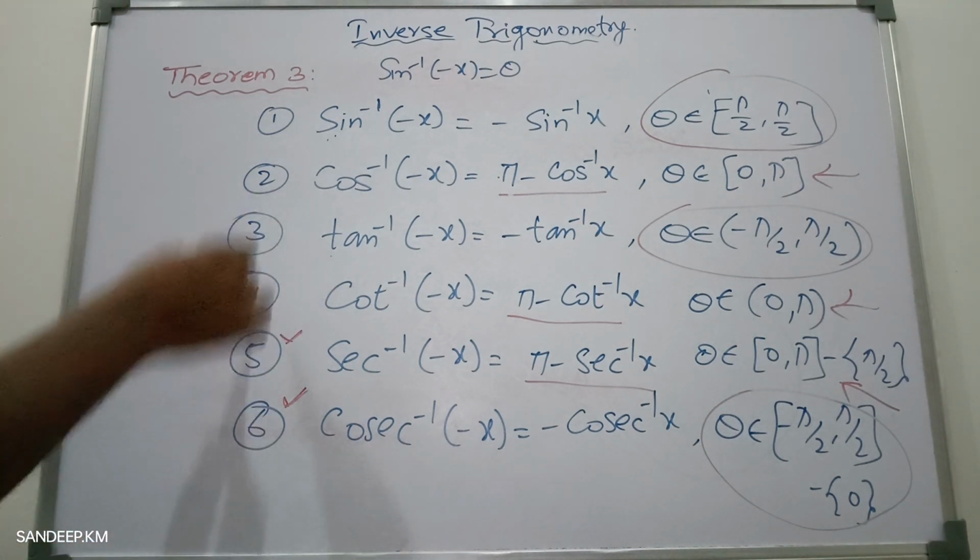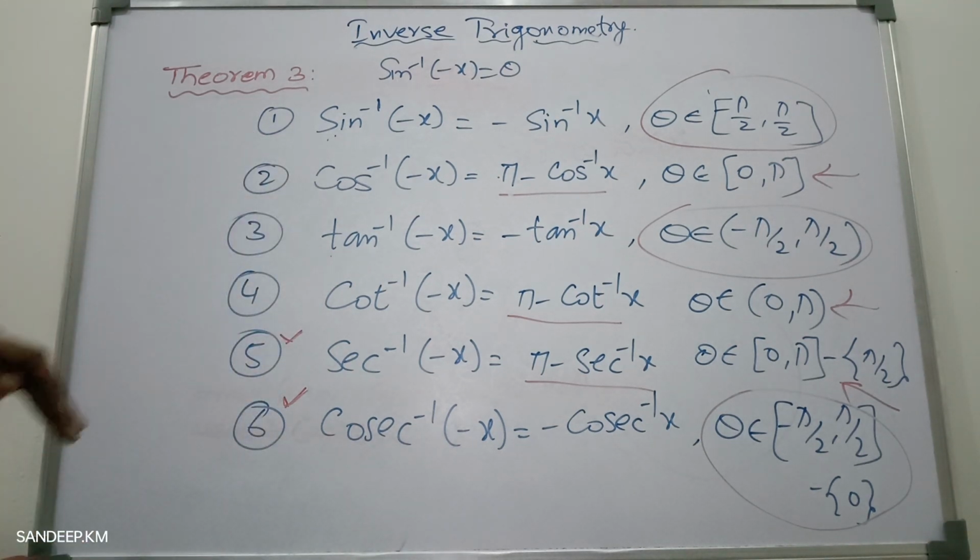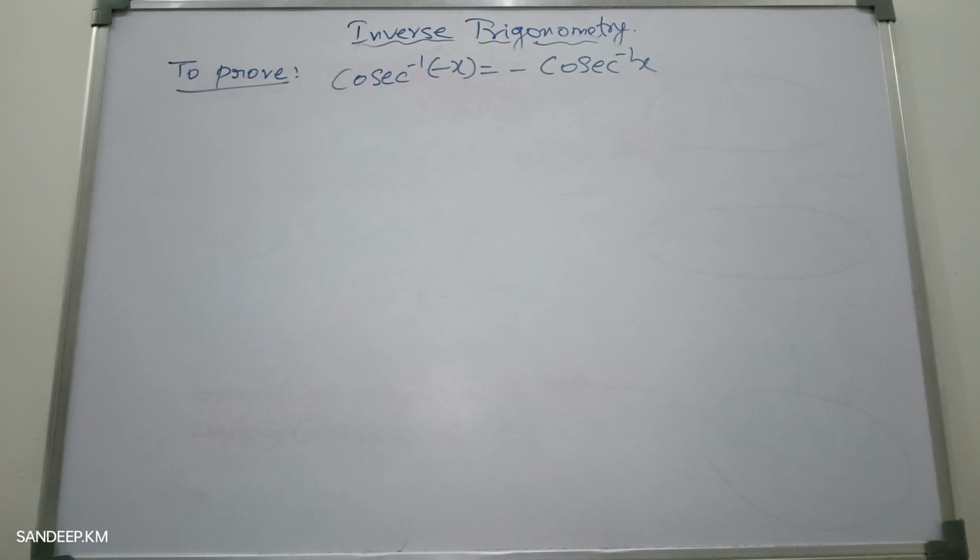And also one more out of this if needed. The remaining you can prove yourself. So let me prove the fifth and sixth. Okay, let us see how to prove cosec inverse of minus x is equal to minus cosec inverse x.